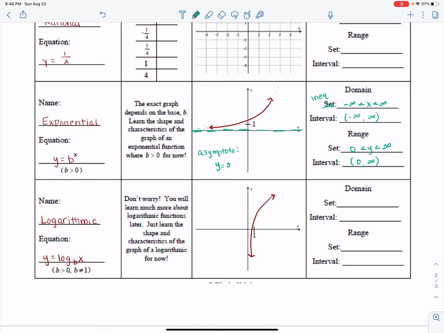Logarithmic graphs. So the parent function for logarithmic looks like this shape, and it also has an asymptote, but it has an asymptote on the y-axis. So log graphs have an asymptote at x = 0. So what we're doing is inequality notation for the domain.